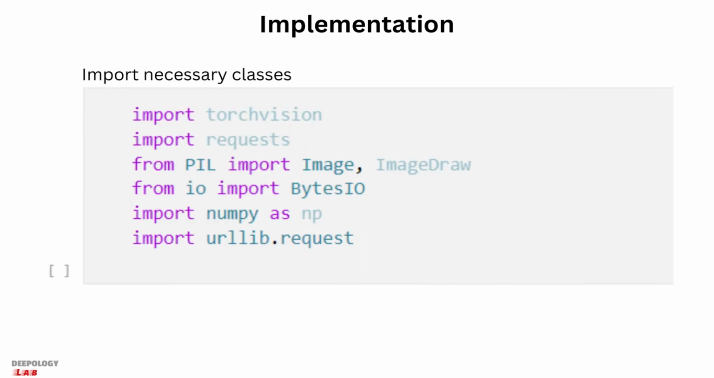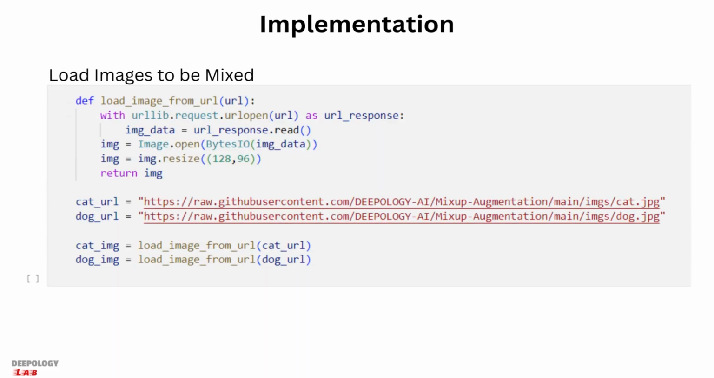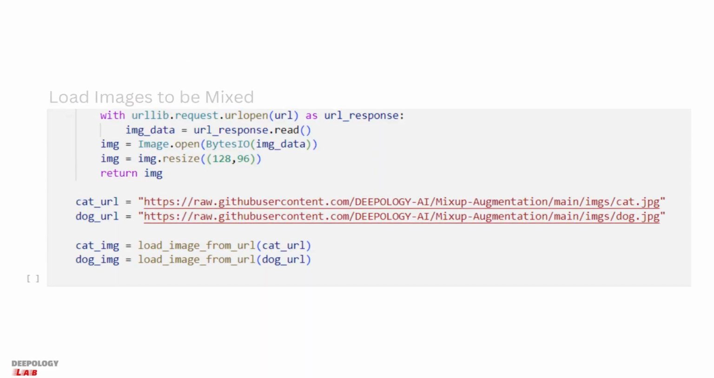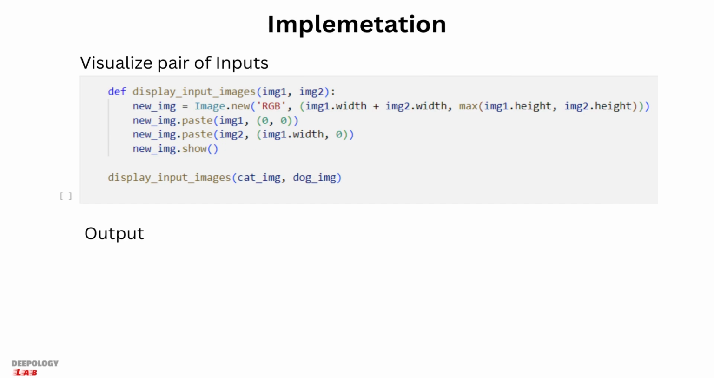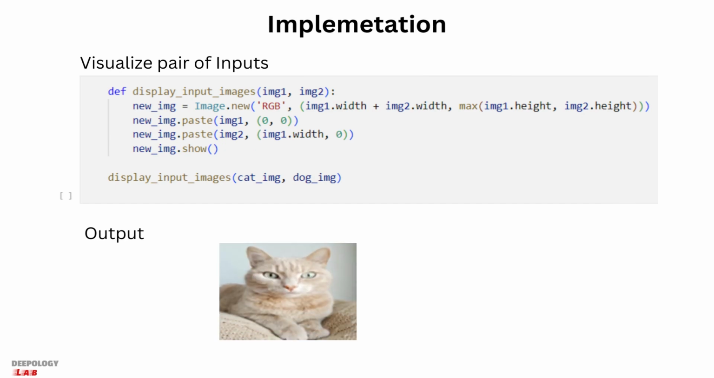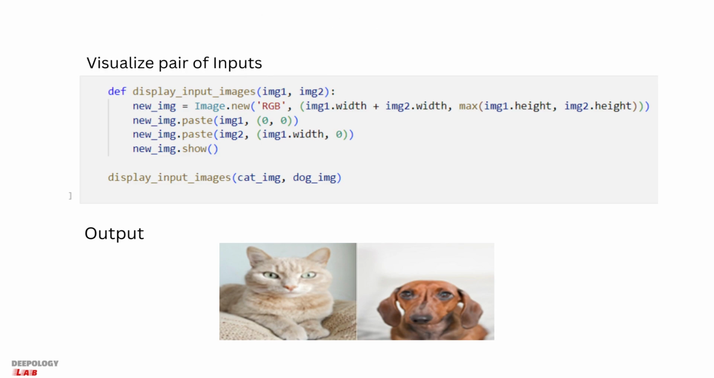The first step in our code is to import the required classes and methods to read input images and mix them up. Now, we can visualize the cat image and dog image. Now, let's load two input images, one containing a cat, and the other containing a dog. Once the images are loaded, they are resized to the required dimensions.